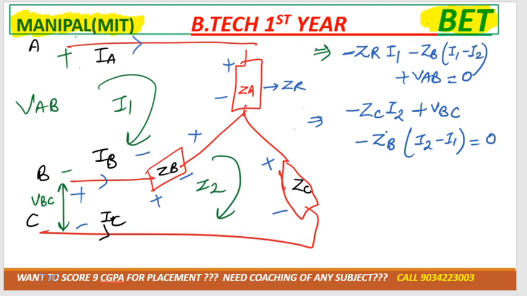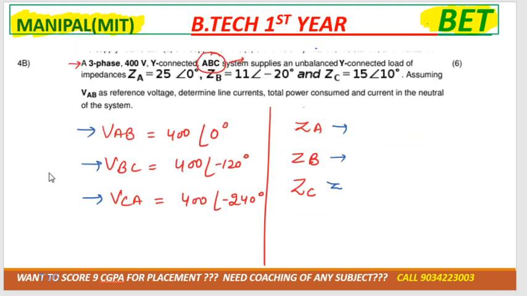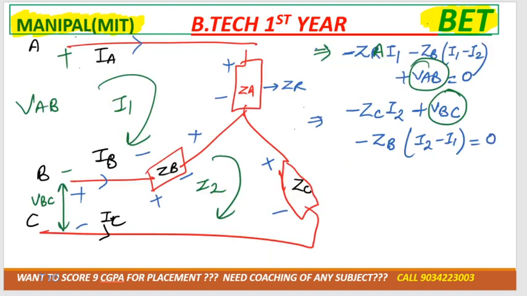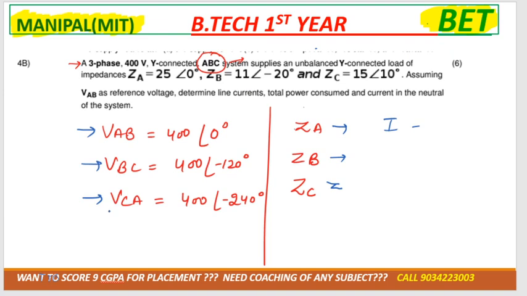Correct? So we'll have the values for ZA, ZB, ZC, and we have the values of VAB, VBC, right? So we are left with the variables I1 and I2, correct? Current in the neutral means the sum of all phasor currents, IA plus IB plus IC. This vector addition is equal to IN.